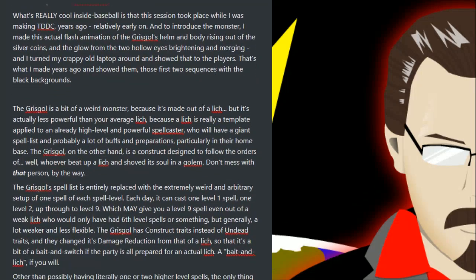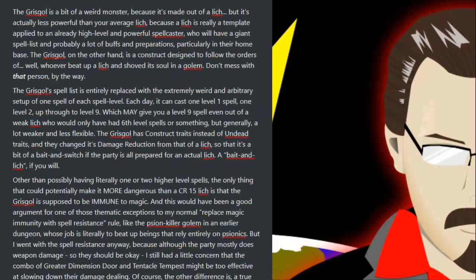The Grisgol is a bit of a weird monster, because it's made out of a Lich, but it's actually less powerful than your average Lich, because a Lich is really a template applied to an already high-level powerful spellcaster who will have a giant spell list and probably a lot of buffs and preparations, particularly in their home base. The Grisgol, on the other hand, is a construct designed to follow the orders of, well, whoever beat up a Lich and shoved its soul in a golem. Don't mess with that person, by the way.